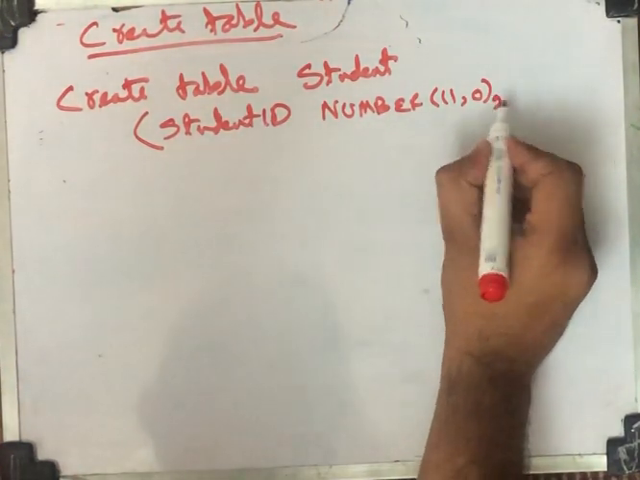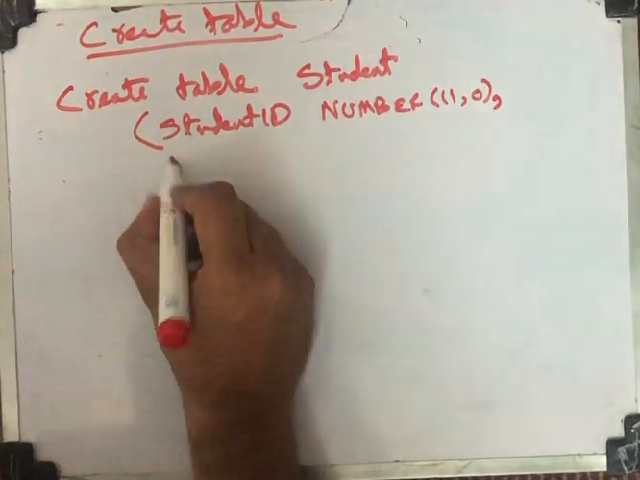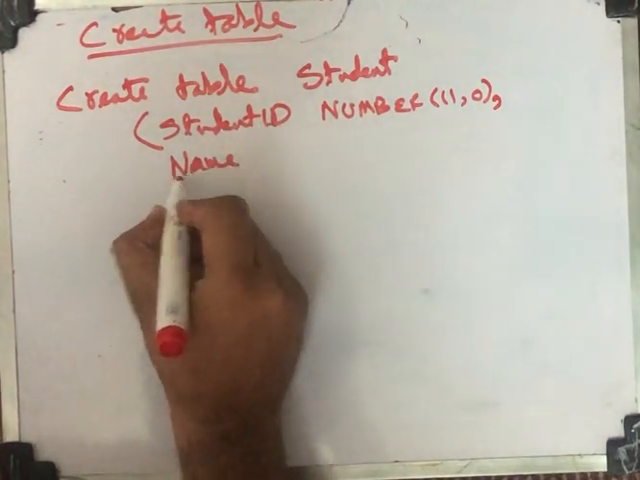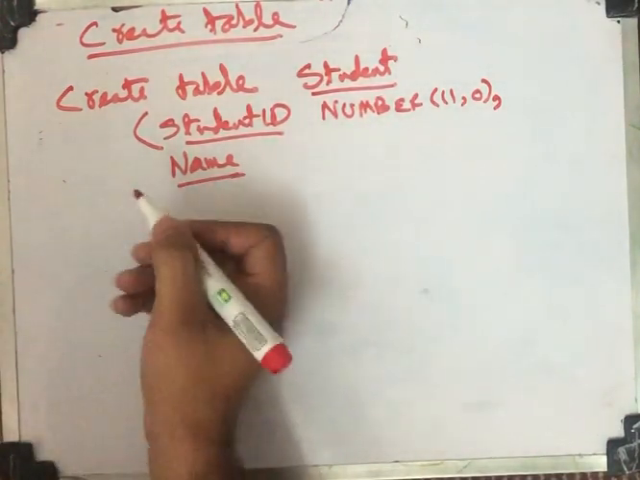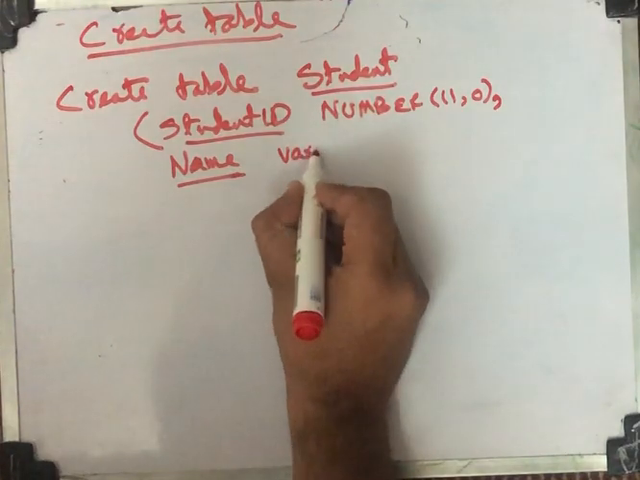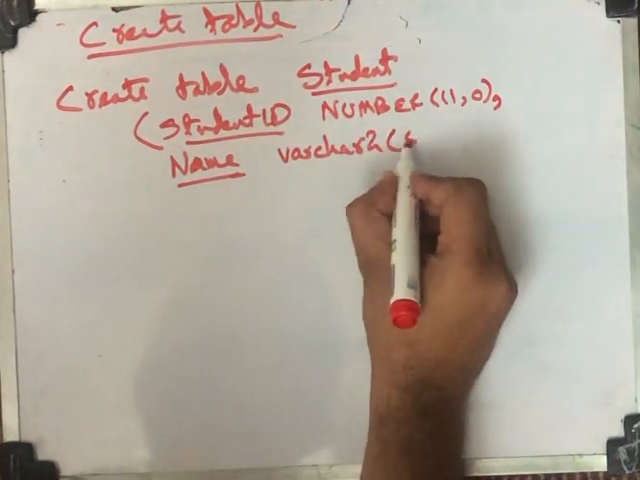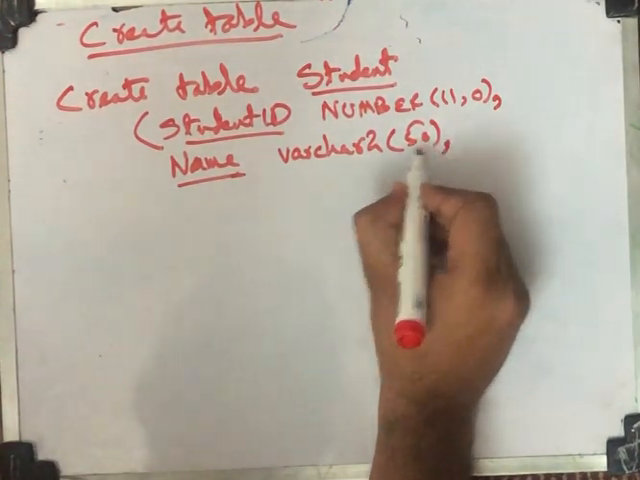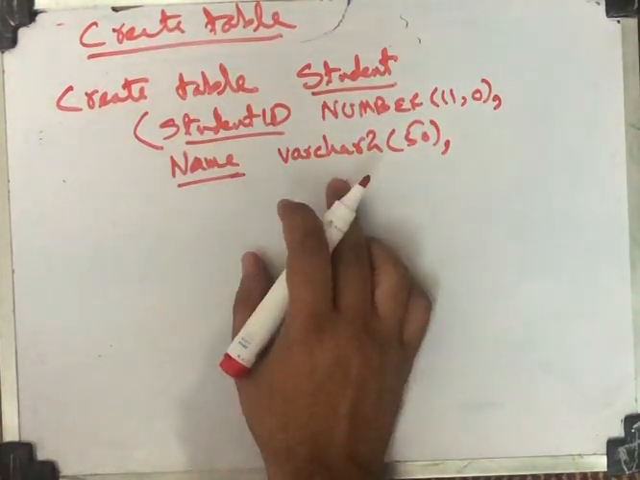Then this comma is used in order to differentiate different columns. For example, the next column is the name column, so we just write the name. This student ID and this name are basically the user provided names. And for example, the type is varchar, which is basically variable character, and for example this is the size that we want to assign.